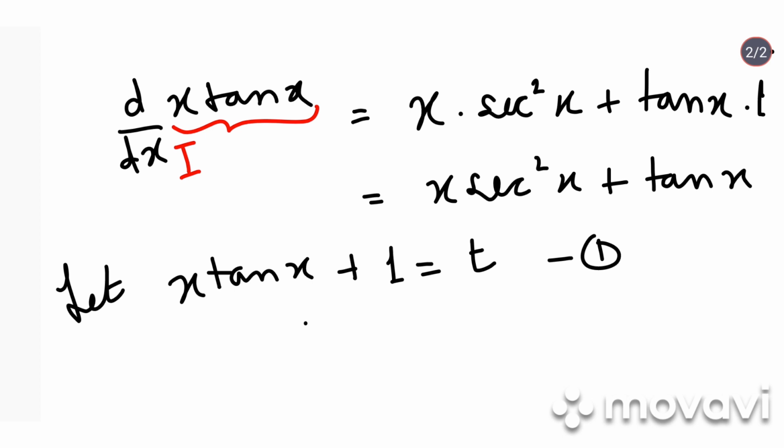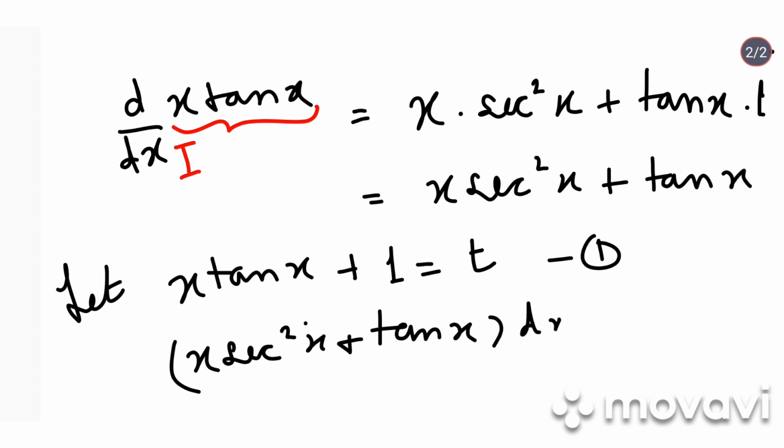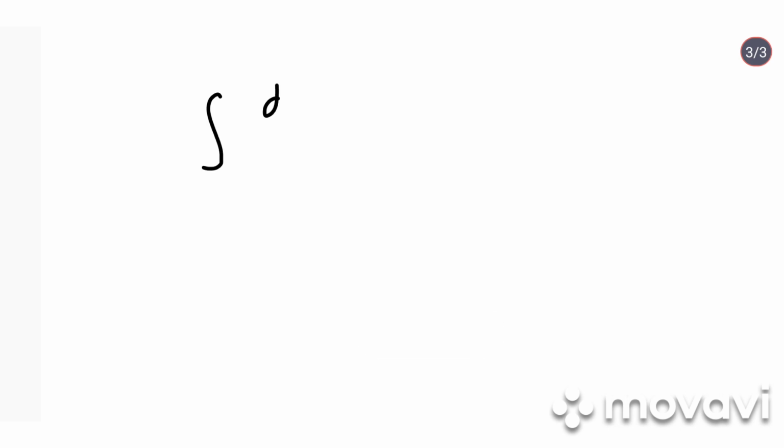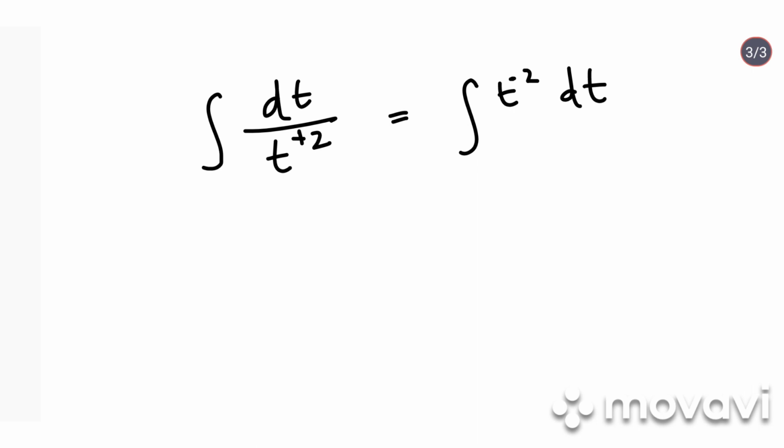Then we have just found out the differentiation of this part. So its differentiation will be x sec square x plus tan x dx is equal to dt, because we have differentiated both sides. So our integration value will be like this: dt divided by t raised to 2, that is t raised to minus 2 dt, and by the formula of integration it will become t raised to minus 1 upon minus 1 plus c.